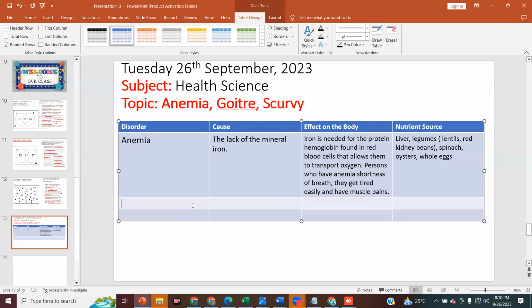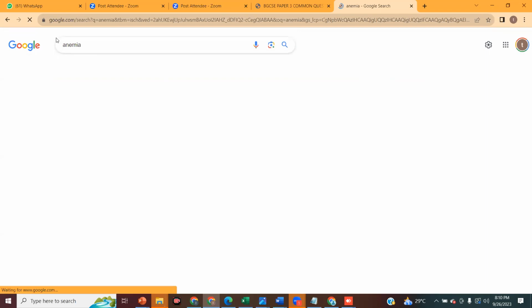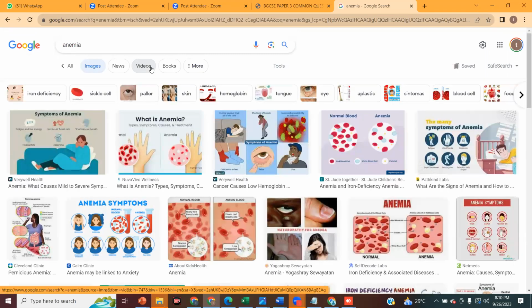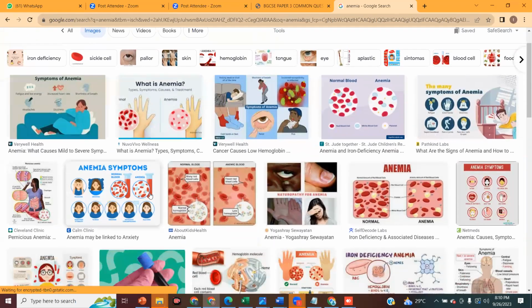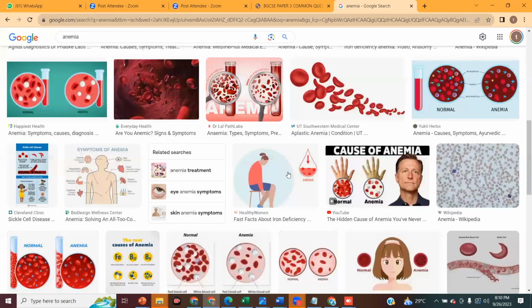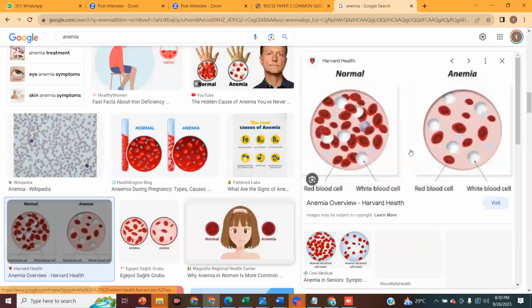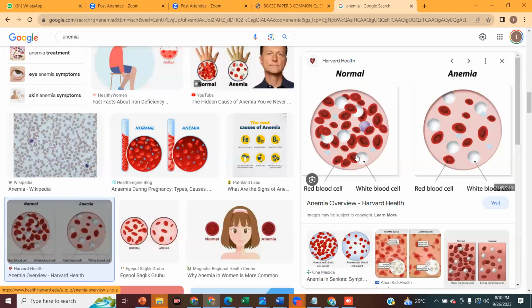All right, next question. Next one is, oh, by the way, let me just show you anemia pictures. I haven't done that. These are people who have anemia. What I really want to show you is the type of blood. Look at this. This is a normal person's blood. This is a person's blood with anemia. Look at the amount of red blood cells inside this one.